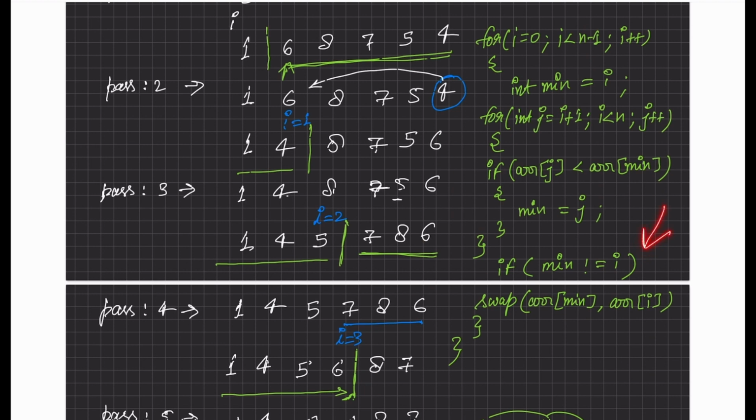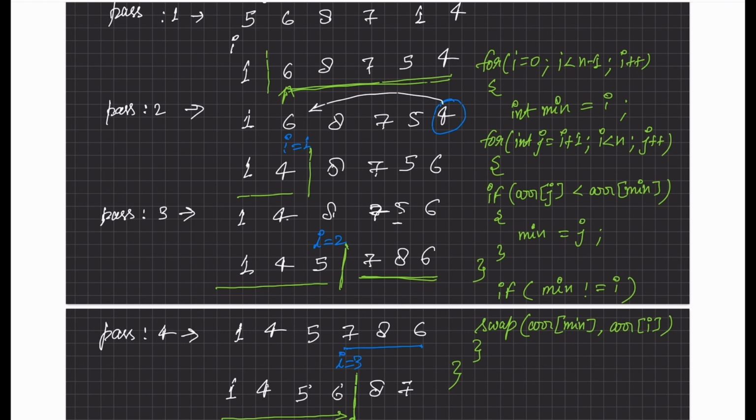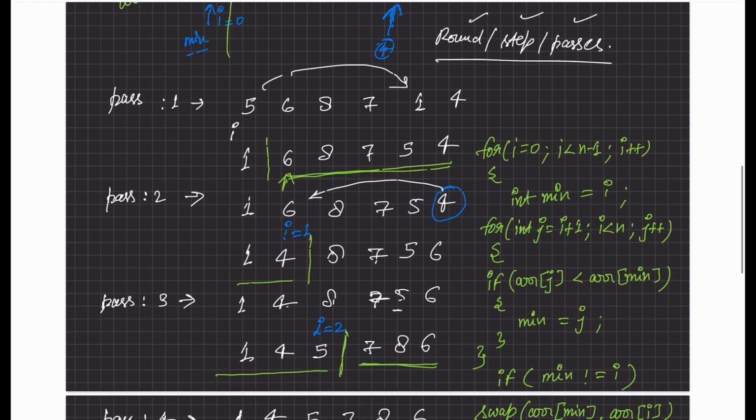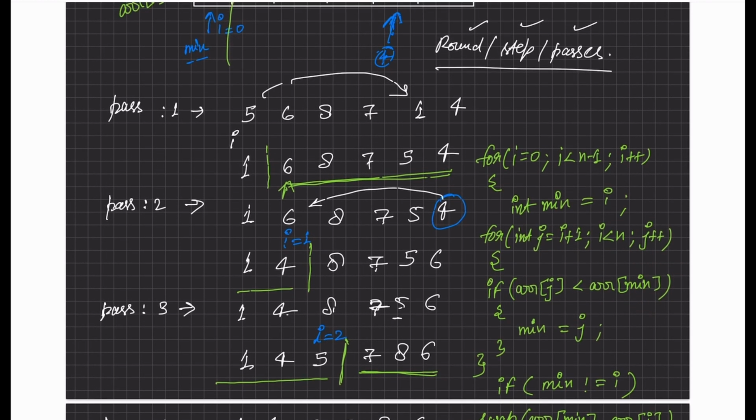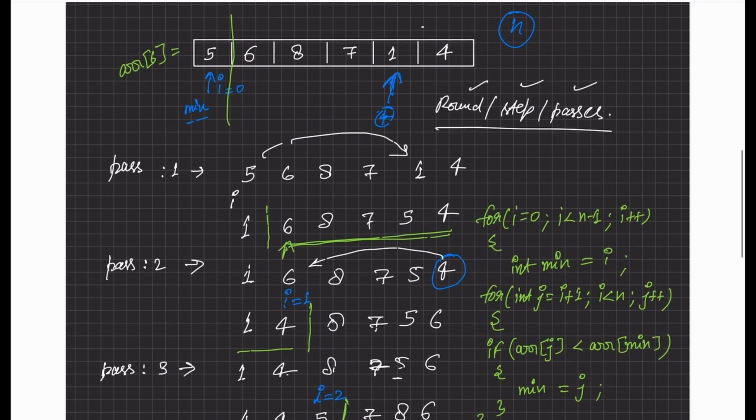The second condition says if minimum value is not equals to I, then we will simply swap this minimum value. Now the minimum value has been changed to j, so we will swap this j with ARR of I. Now the smallest element would be this after finding this condition. Let's dry run and check how it performs, how the sorting works in the selection sort. So in the first step, we have seen that 5 6 8 7 1 4 was given.